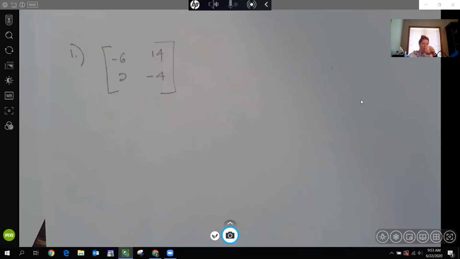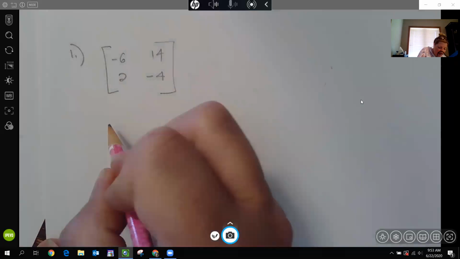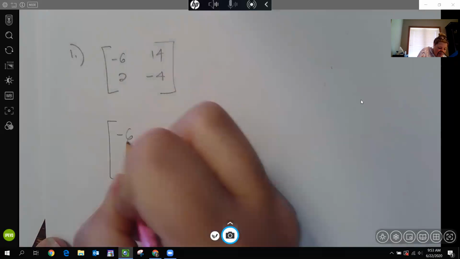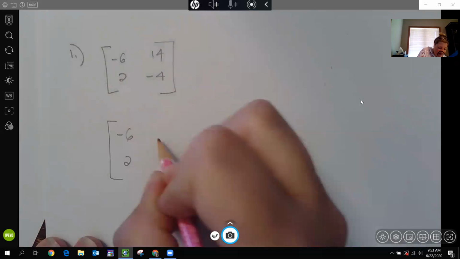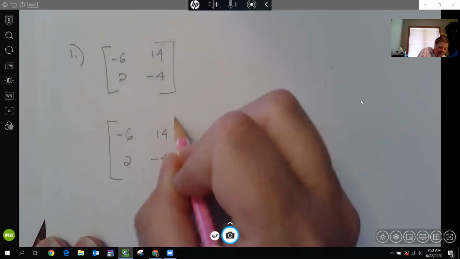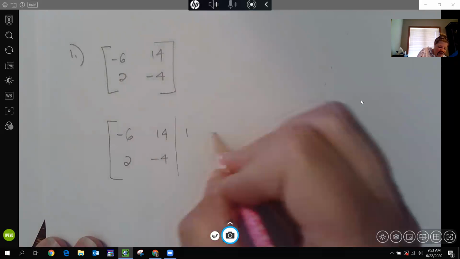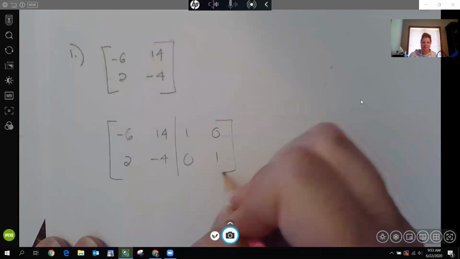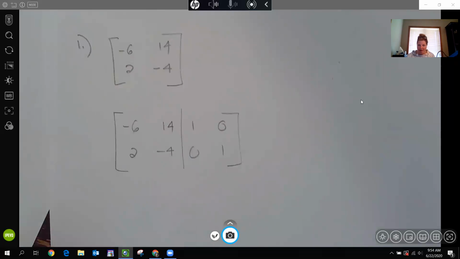So if I want to use this method I just learned, what am I going to do? Well, I am going to put what we have down. So we have -6, 2, 14, -4, a line, and then we'll do the identity matrix for the 2x2 like this. And then we're going to do row operations, just like we did in the last section.